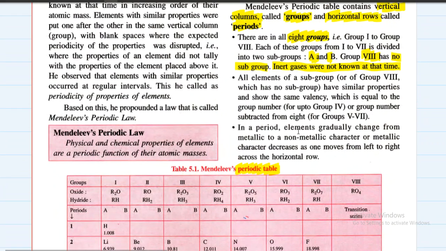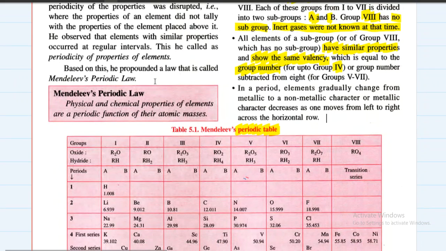and show the same valency. Not only do they have similar properties, but they also show the same valency, which is equal to the group number for up to group 4, or group number subtracted from 8 for group 5 to 8. So valency is equal to the group number for up to group 4 and group number subtracted from 8 for group 5 to 8.